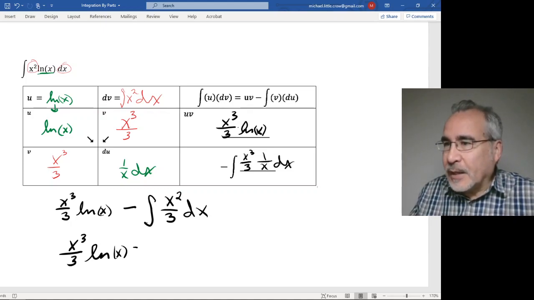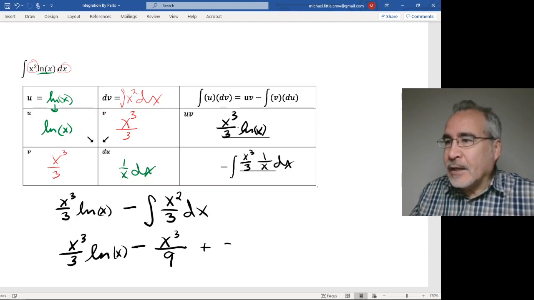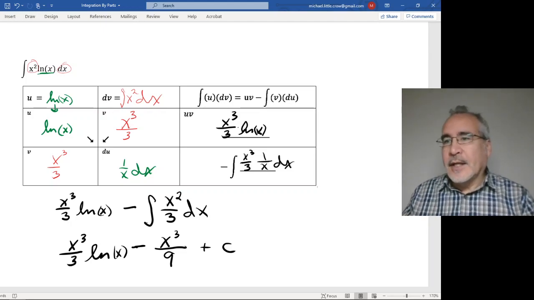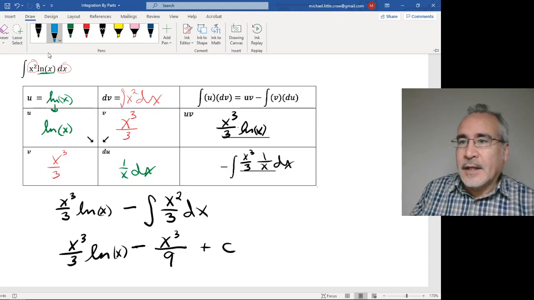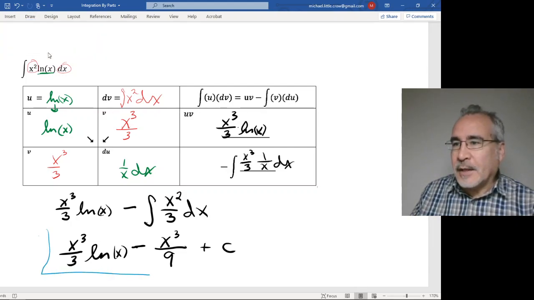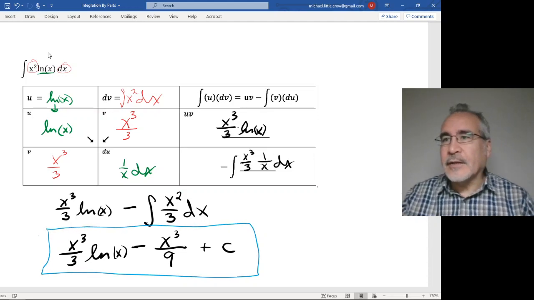Yeah, we got this minus here. Minus comes from here. Add 1 to the exponent, x to the third. It's already over 3, but we're going to divide by 3 again, so 3 times 3 is 9. See how we did that one? And then we just add a constant because it's an indefinite integral. I like that blue, so we'll bring that blue back and highlight that that's the final answer.